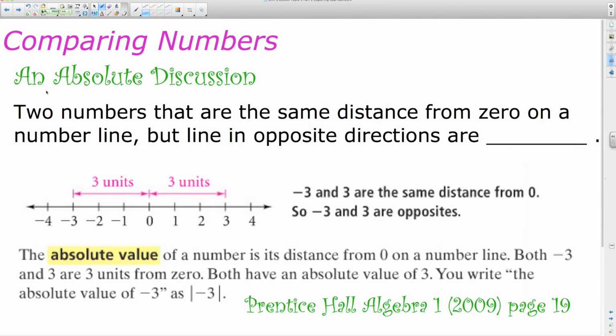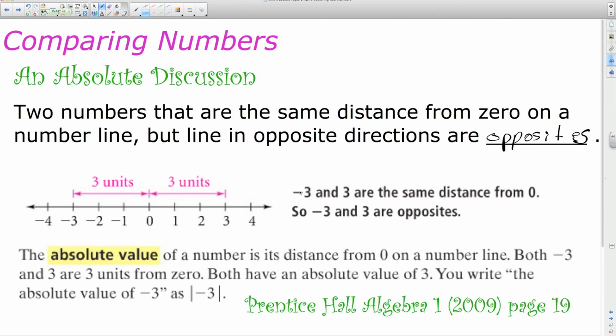Still comparing numbers, we have to have an absolute discussion here. Two numbers that are the same distance from 0 on a number line, but in opposite directions, are opposites. Make sure you fill that in on your notes.